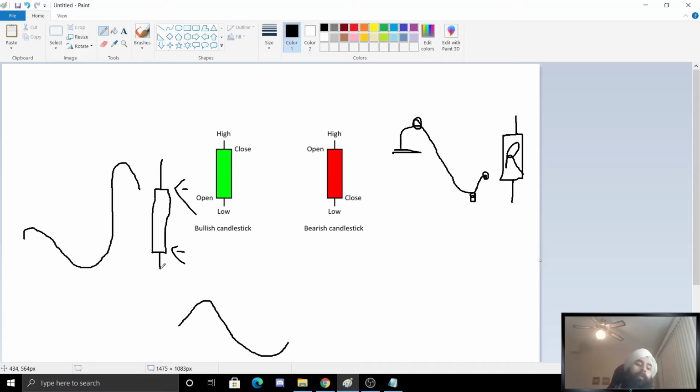Now, this would be a green candle. Why? Because it opened low and closed high. Now, I'm going to explain another kind of red candle. Same pattern, there's one difference.